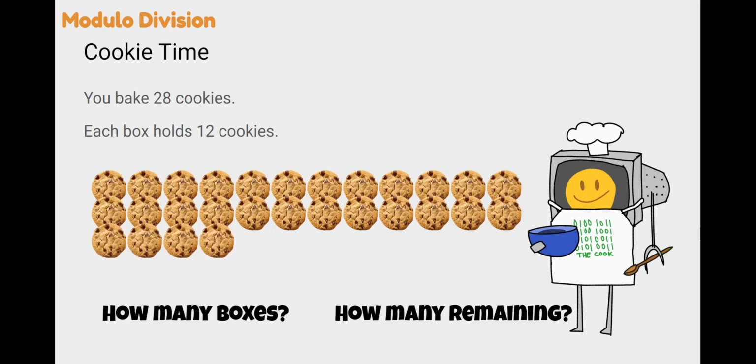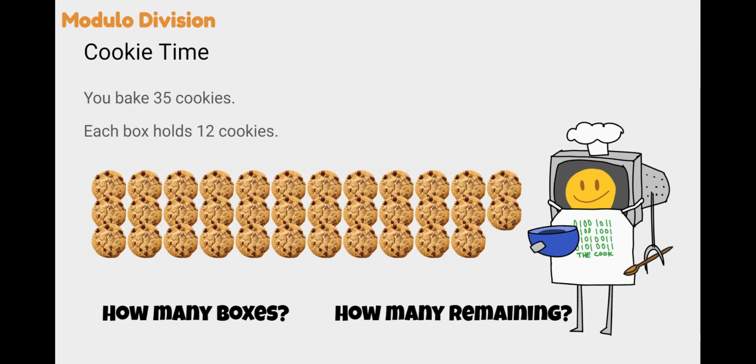If we move up to 28 cookies, how many boxes, how many remaining? Well, we would have 2 boxes that holds the 24 cookies, and you would have 4 extra cookies that don't fit in a box. If we bake 30 cookies, 2 boxes, 6 left over. If we bake 35 cookies, 2 boxes, 11 left over. Each box holds 12, you have 11 left over.